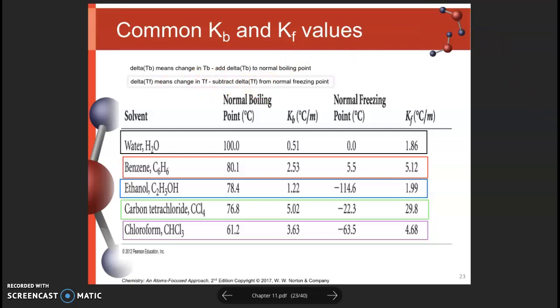So in the next video, we will go through and do a couple of examples of some of these kinds of calculations regarding freezing point depression and boiling point elevation.